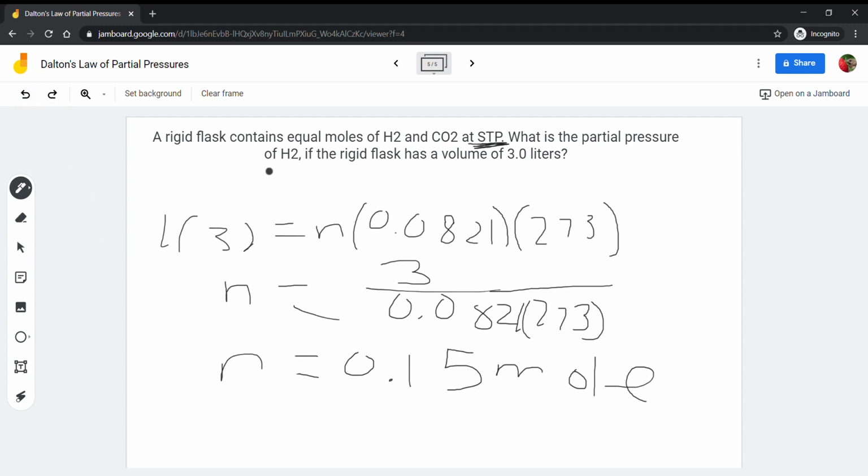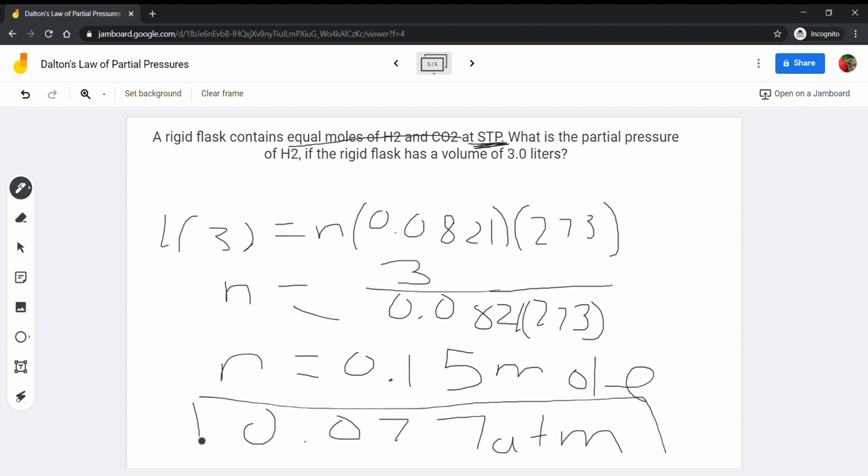We aren't done here. As we can see, it contains equal moles of H2 and CO2. Now using Dalton's law of partial pressures, we can easily find the partial pressure of H2 simply by dividing this by 2. And so don't round it like I did here. Just take what the calculator gave you and divide that answer by 2, and you will get 0.77 atm. So Dalton's law of partial pressures, a fairly simple concept.